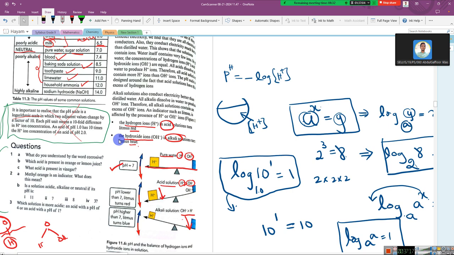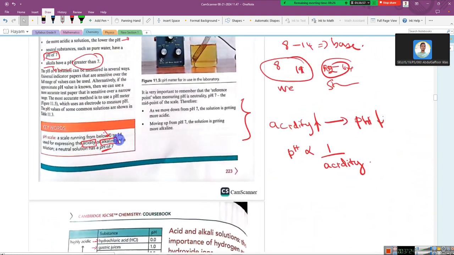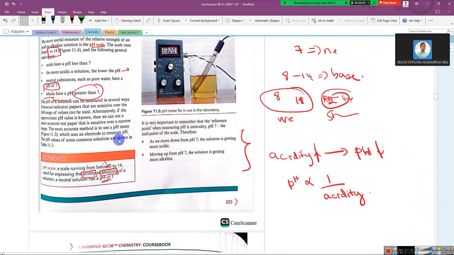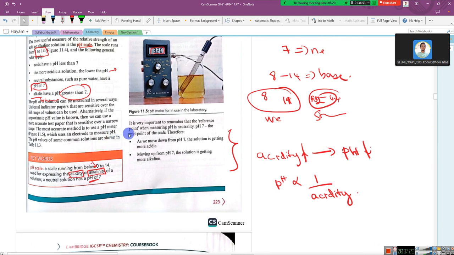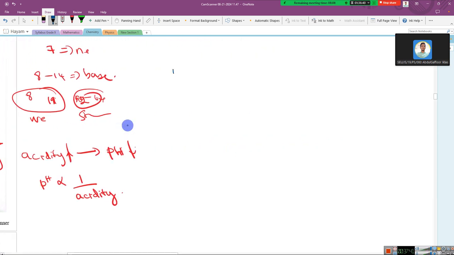What did your teacher say? No, it's in the book. It's about this page. Can you go above this page, this one? Okay. Over here. Should I explain from here? They're saying as we move down from pH 7, they just thought about this. That's what I already explained to you, right? So regarding pH, what happens if H plus changes? Okay, I get it, right?